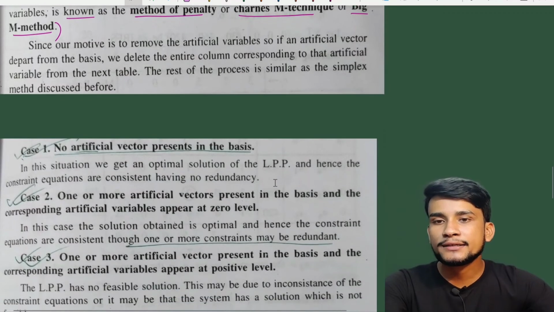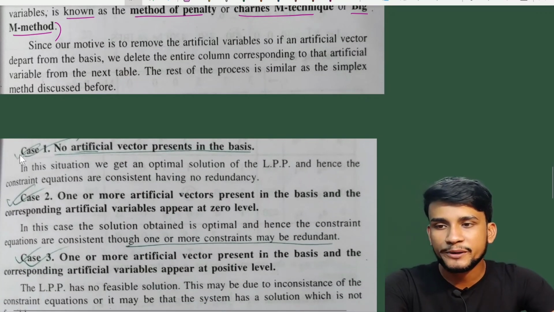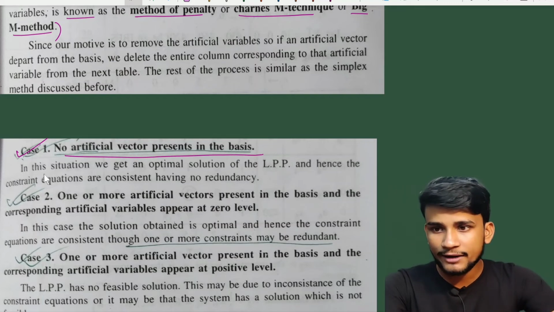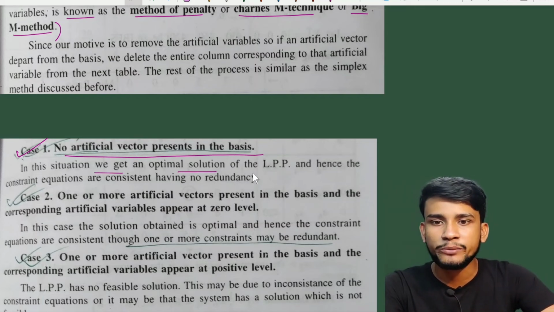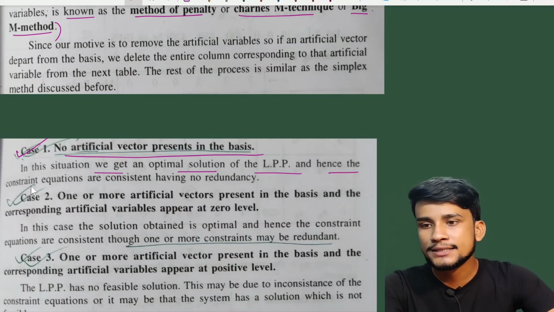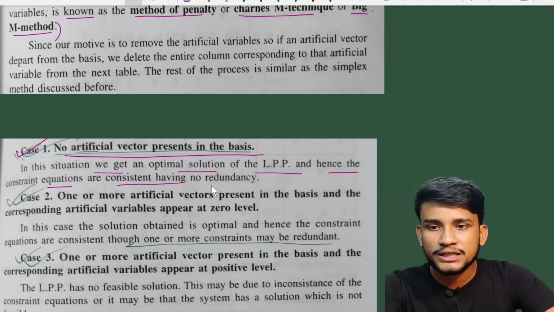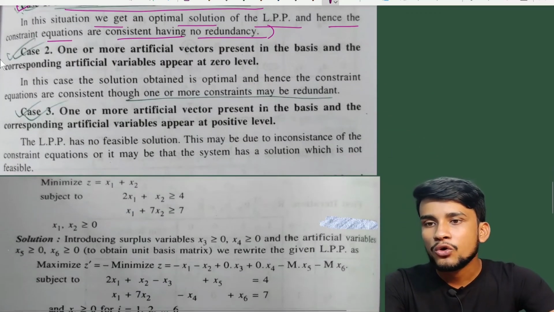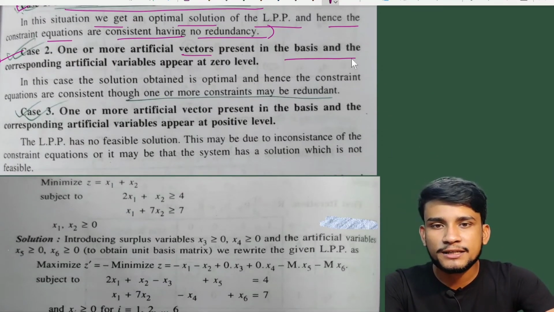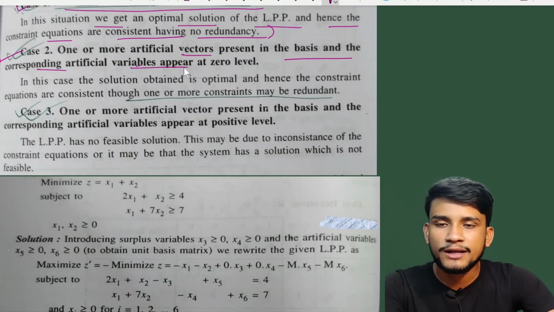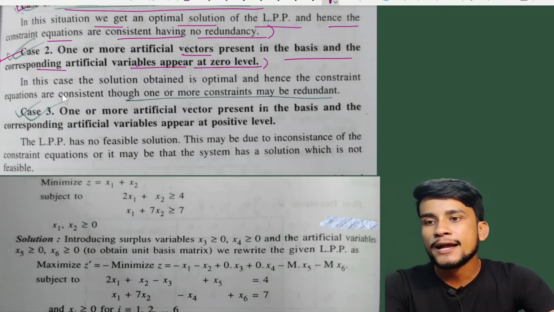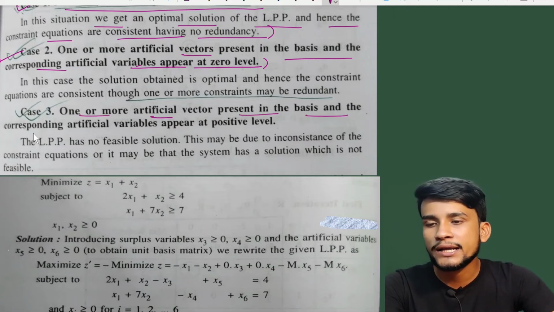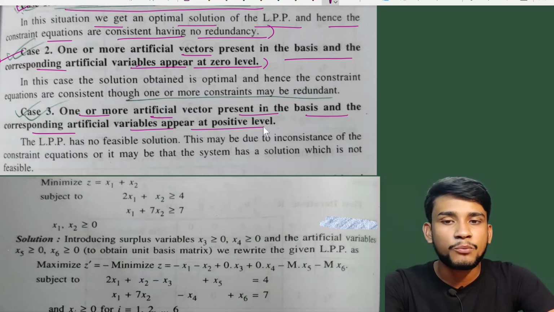And there are three cases that hold in the optimal solution. Case one is no artificial vector present in the basis. In this situation we get an optimal solution of the LPP, and hence the constraint equations are consistent, having no redundancy. The second case is one or more artificial vectors present in the basis and the corresponding artificial variables appear at the zero level. And the third one is one or more artificial vectors present in the basis and the corresponding artificial variables appear at the positive level.